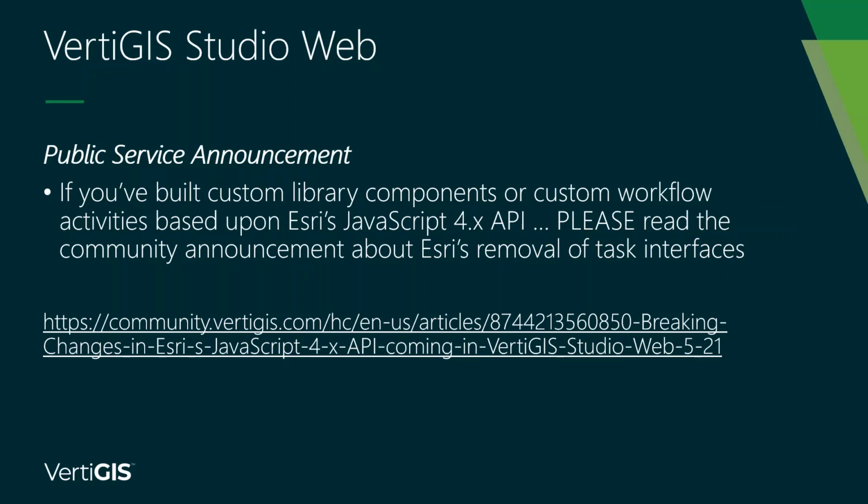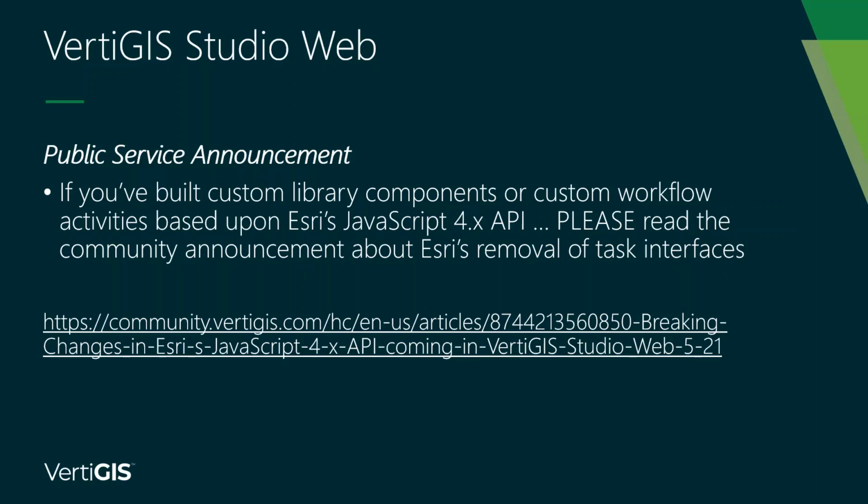If you are a partner or a customer or a service provider who has built custom library components, so you're writing code that's going to run inside VertiGIS Studio Web based on Esri's JavaScript 4.x API, please take a minute and read the community announcement. The most recent update of VertiGIS Studio Web that is about to be released, 5.21, has updated to the latest version of Esri's JavaScript 4.x API. No surprise there, it's 4.24.